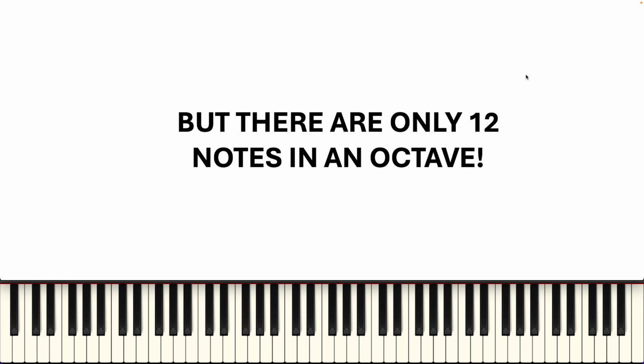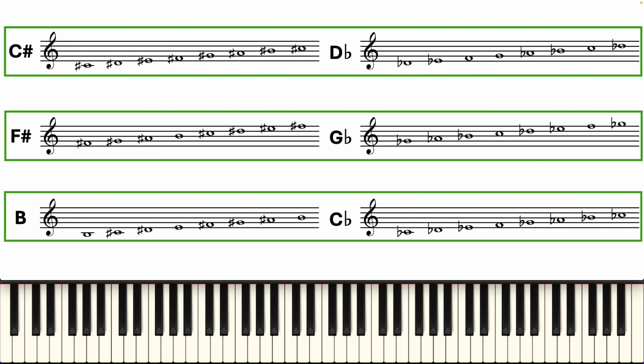But hang on a second, there are only 12 notes in an octave, and we just did the C and then 7 scales that have sharps in them and 7 scales that have flats in them, and that makes it 15. Is there something wrong here because we're supposed to have 12? The answer is no. There is an overlap, and the overlap happens on 3 pairs of scales.